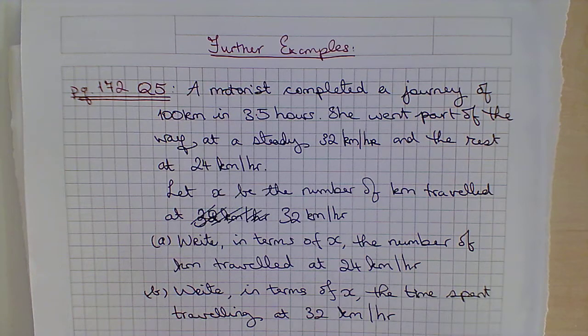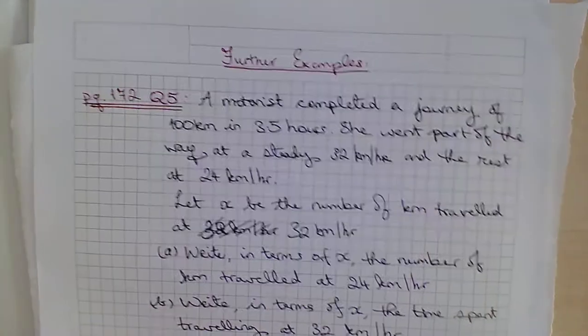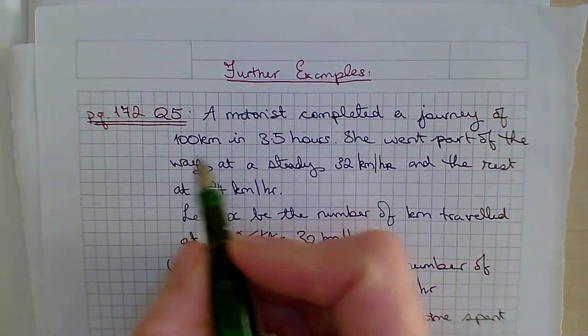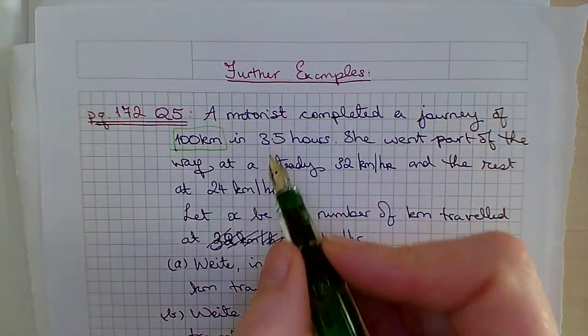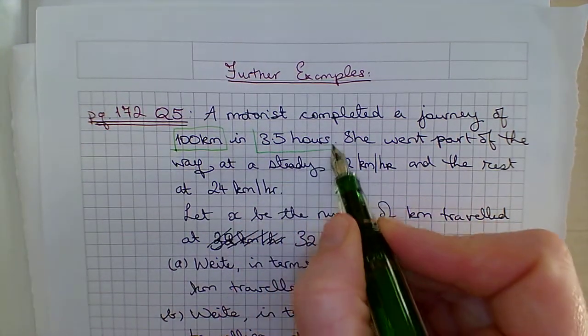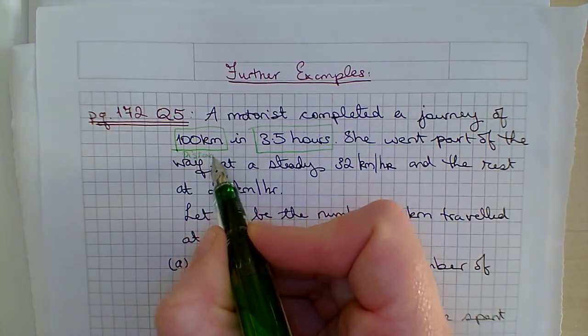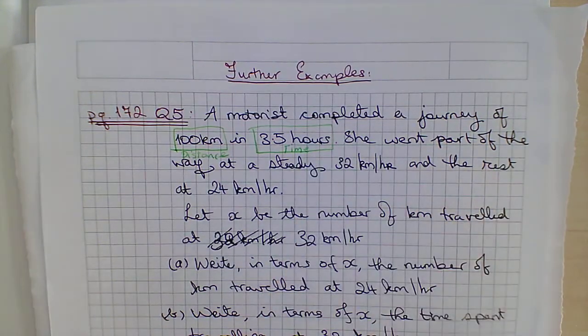A motorist completed a journey of 100 kilometers in 3.5 hours. When you see questions like this, and you see how long it is, one of the first things to do is maybe highlight the numbers. So we have a distance of 100 kilometers. We know that's going to be used somewhere. And a time of 3.5 hours. You can even write down what they are next to them. We've got distance and we've got time.